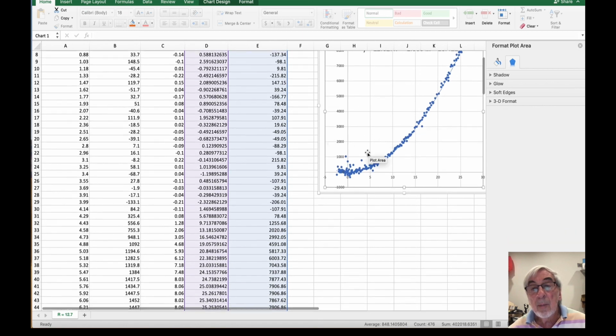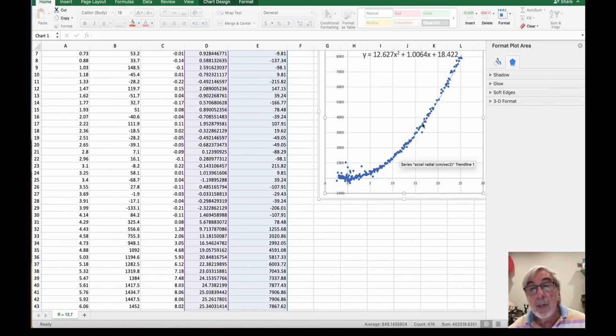Look, you get a beautiful fit to all these data points here in very good agreement with the radius. So start measuring some radial acceleration versus omega squared values.